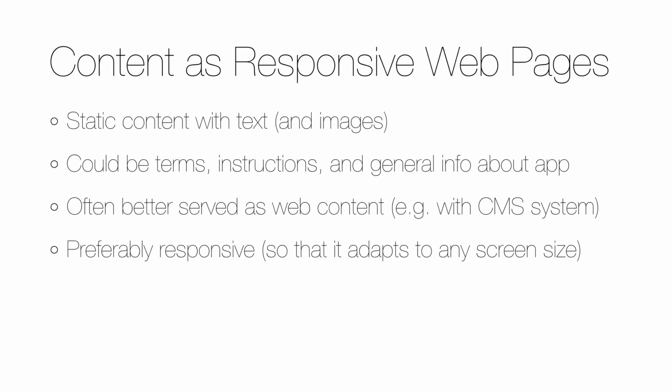A final example is when you have a longer static formatted text that is to be read by the user, like terms, instructions, or general information about the app. Such text is probably best put as a web page on the server and presented to the user in a web view. The web page should preferably have a responsive design so that it adapts to different screen sizes.